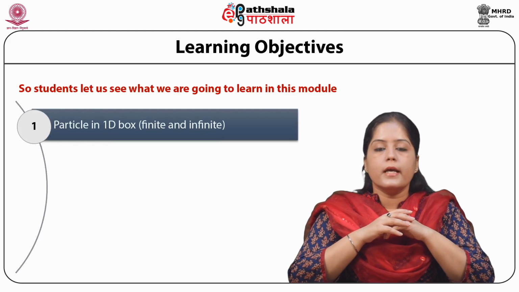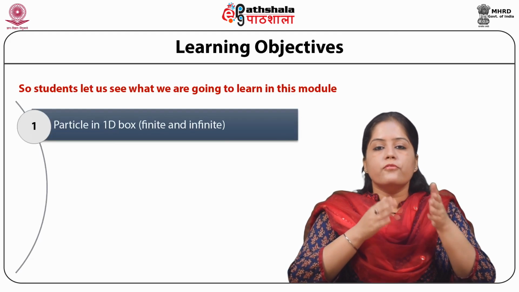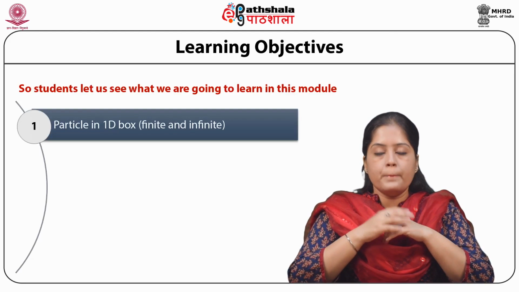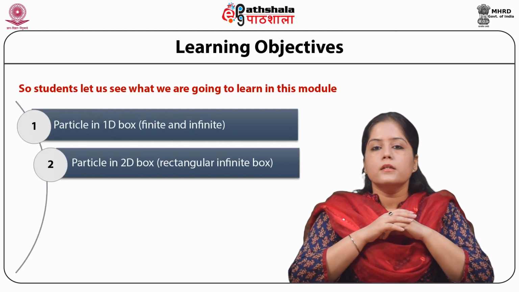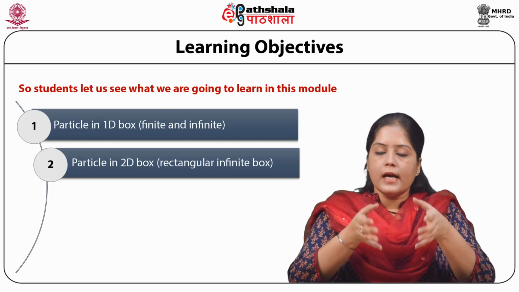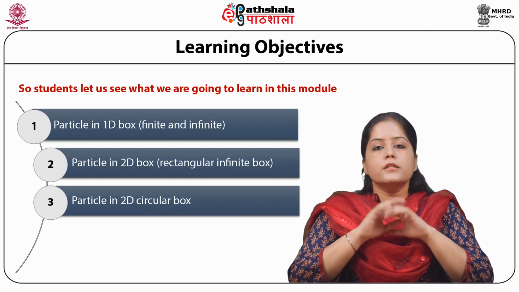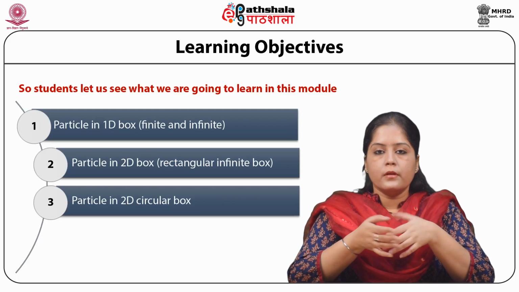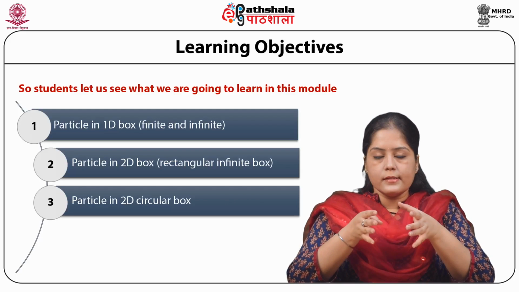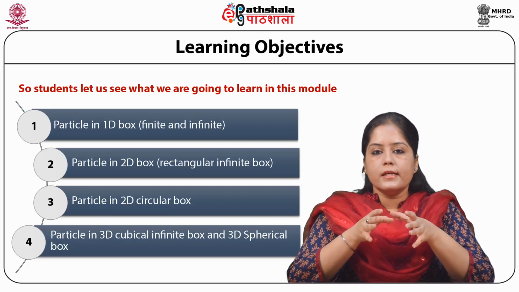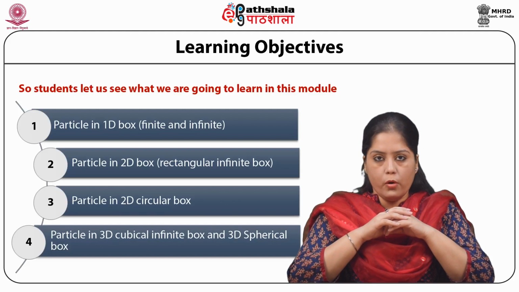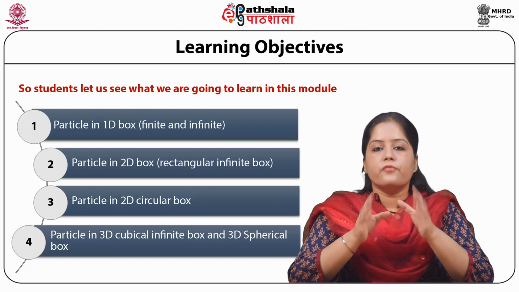First, particle in a one-dimensional box, finite and infinite. Second, particle in a 2D box, that is a rectangular infinite box. Third, particle in a 2D circular box. Fourth, we will be discussing particle in a 3D cubical infinite box and 3D spherical box. So students, let us start with a basic introduction about the module.